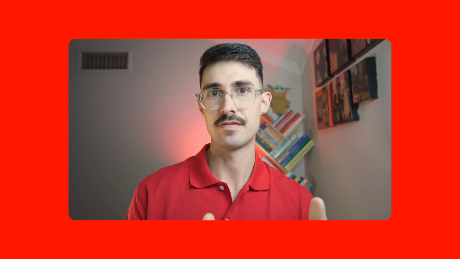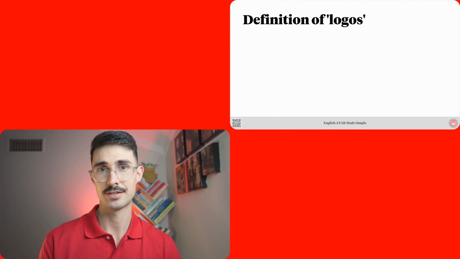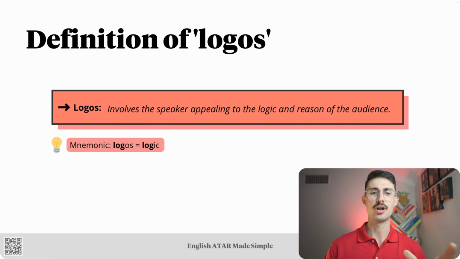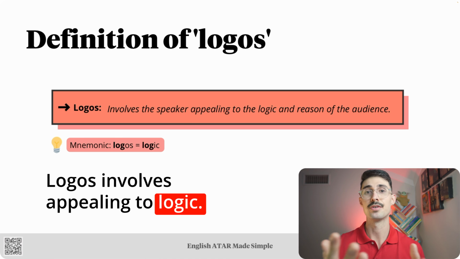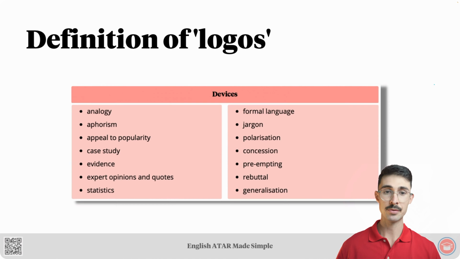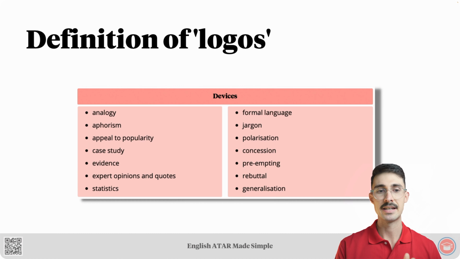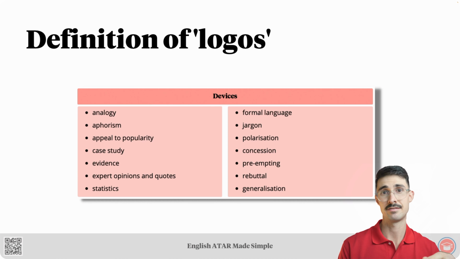Moving on. Let's take a look at the definition of each of those categories, starting with logos. Logos involves the speaker appealing to the logic and reason of the audience. A mnemonic to remember what logos means is as follows. The L-O-G in logos can be seen in the L-O-G in logic. Logos involves appealing to logic. And here are the language features that appear beneath the logos subheading in the LFB. And this table is reproduced in the PDF study notes for this lesson. That's logos.